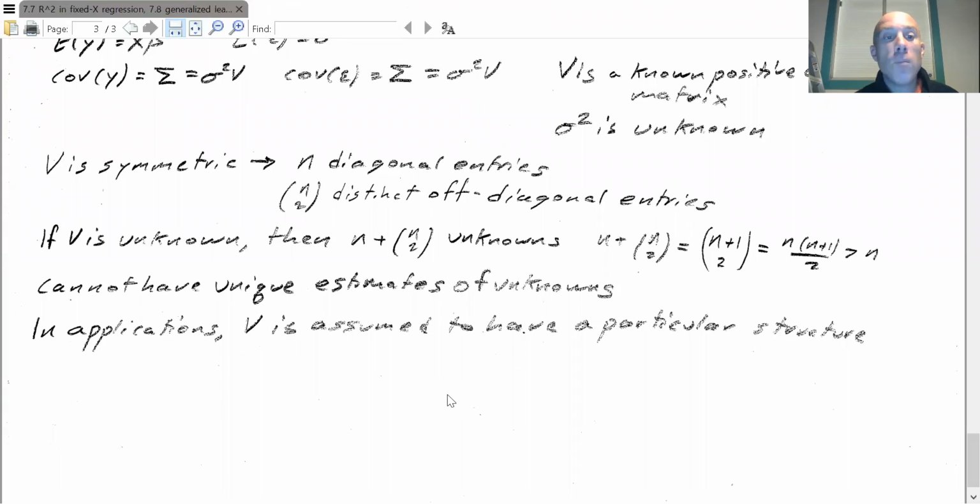So what we do when we do a generalized least squares model is we have an idea of what the relationship between the residuals is, and then we proceed from there. So we have an assumed structure of that covariance matrix, and then we basically fit that as best we can.